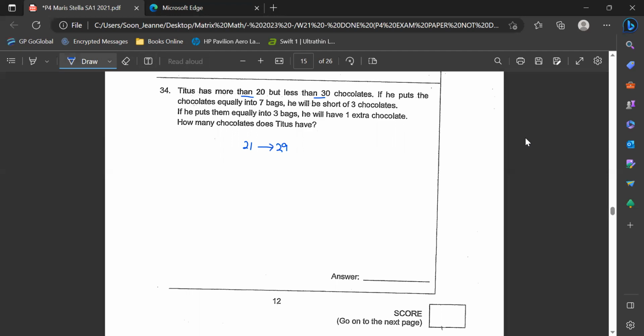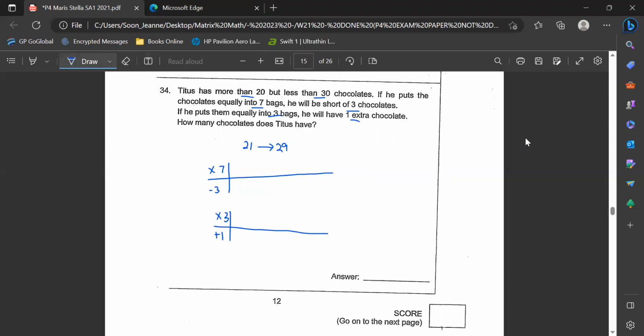It says that if he puts them equally into 7 bags, he is short of 3. So I'm going to do the shortage and surplus listing method. This will be times 7 because equally into 7 bags. Short of 3 means minus 3. But if he puts them equally into 3 bags, it will be times 3, and 1 extra means plus 1.